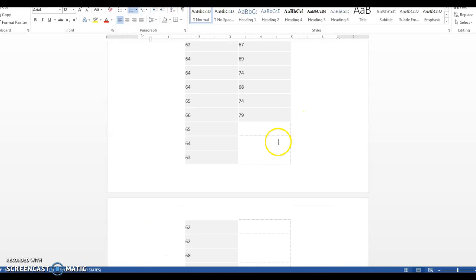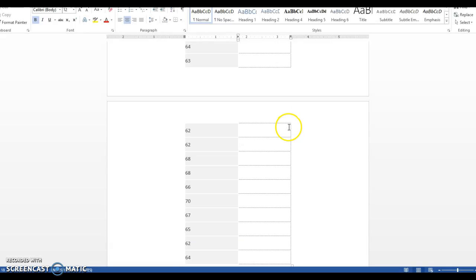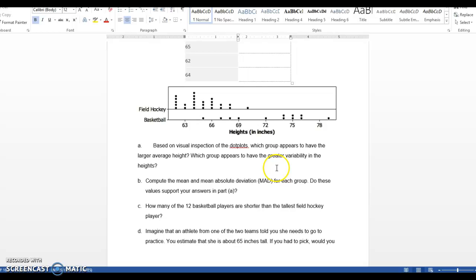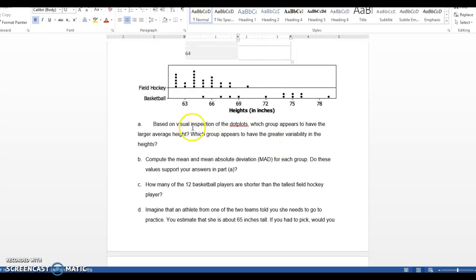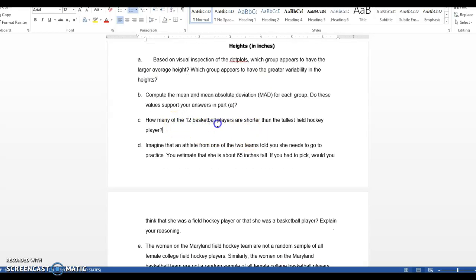So with this one, this took two different types of athletes. One was field hockey player heights and basketball player heights in inches. And the data was spread out in dot plots as well. Based on visual inspection of the dot plots, which group appears to have the larger average height, which group appears to have the greater variability in heights? Compute the mean and mean absolute deviation, MAD.